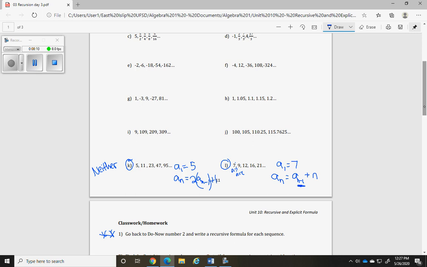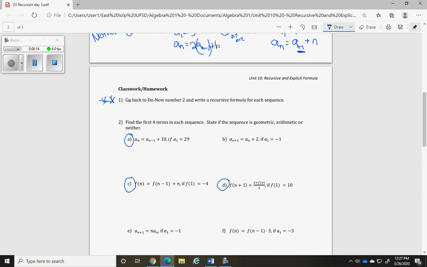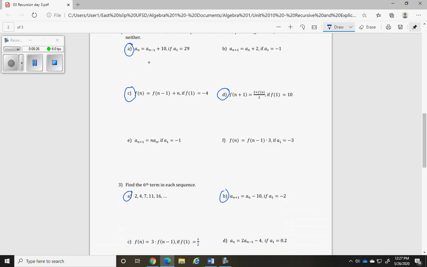And don't panic, like I said. Those are the hardest ones. And on your own, you're going to go back to the do now. You're going to tell me whether it's arithmetic or geometric, and then you're going to write the recursive formula for each one. Remember, recursive formula has 2 parts. So now let's do this next thing, the ones that I've circled.